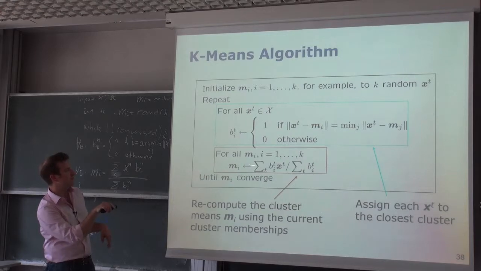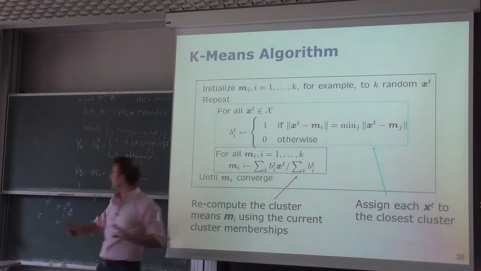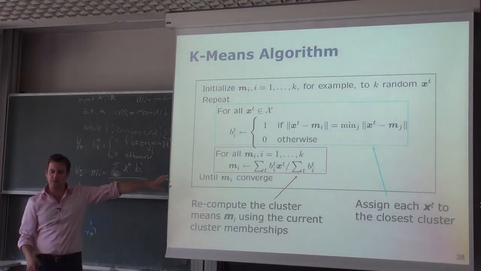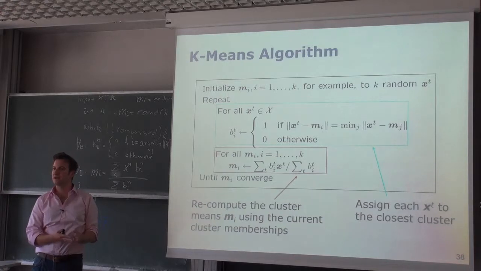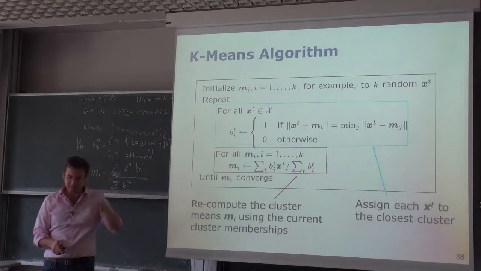And then we recompute the mean until convergence. So it's written slightly differently than I've written on the blackboard. I was a little bit shorter, but this is exactly the corresponding algorithm for that. Okay? So let's see how this works. How does it work in practice?